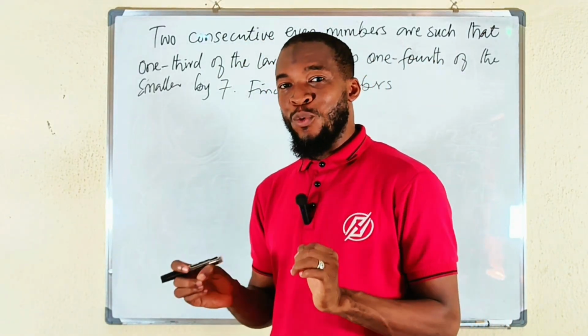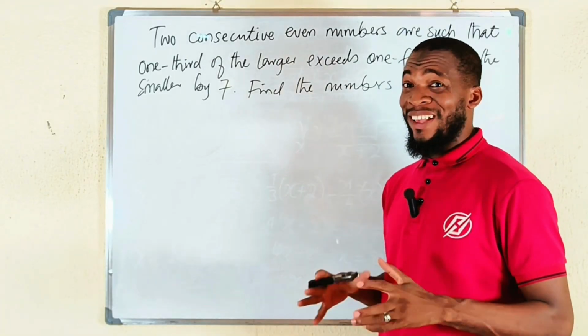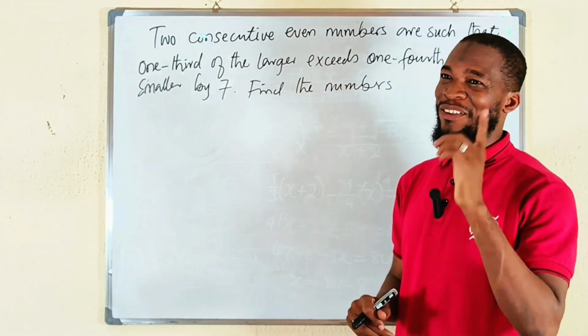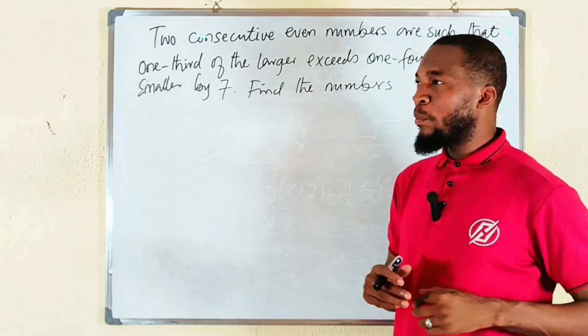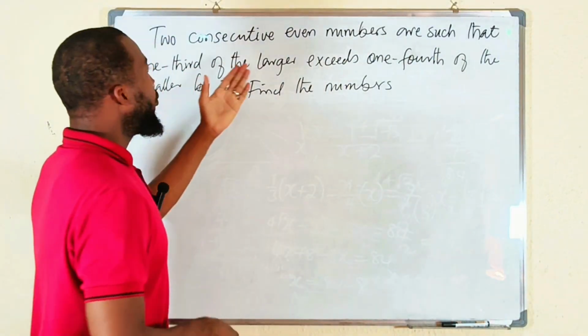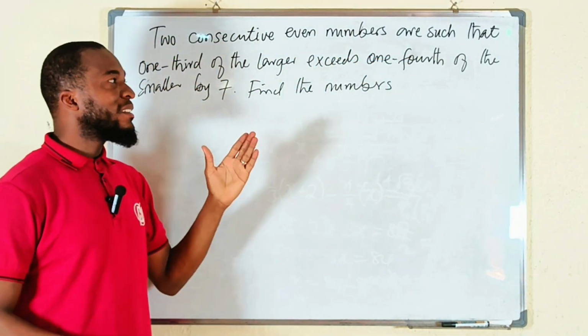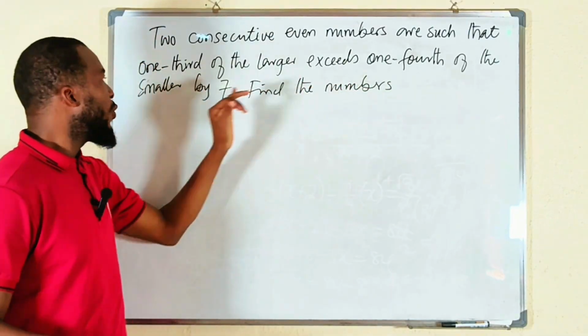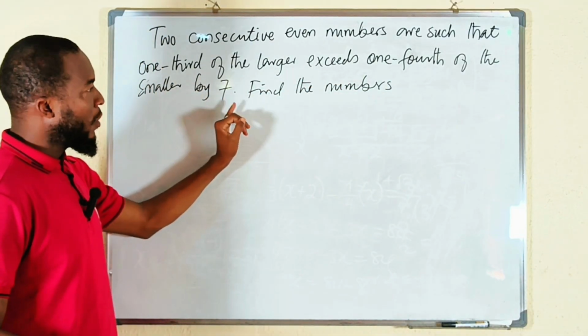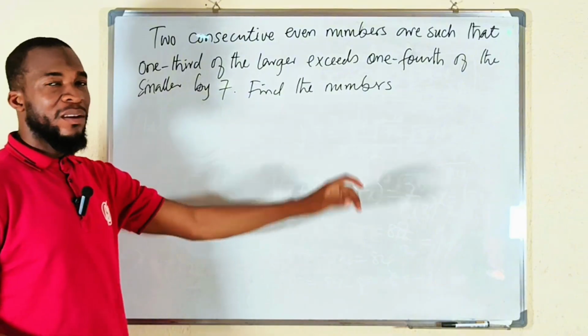I have a simple word problem question for you. I extracted the question from WAEC 2026, but it is meant for the primary pupils. Two consecutive even numbers are such that 1/3 of the larger exceeds 1/4 of the smaller by 7. What are the numbers? Find the numbers.